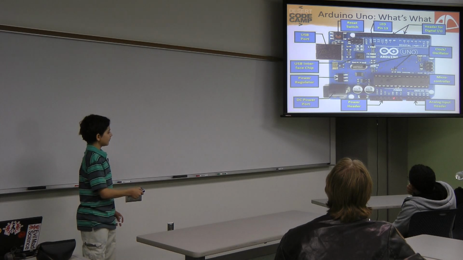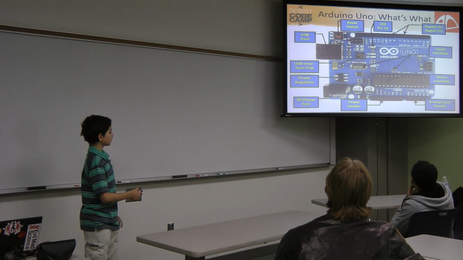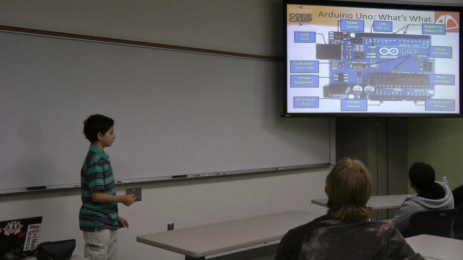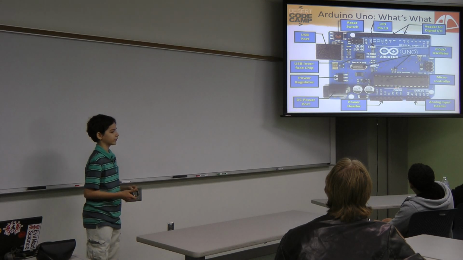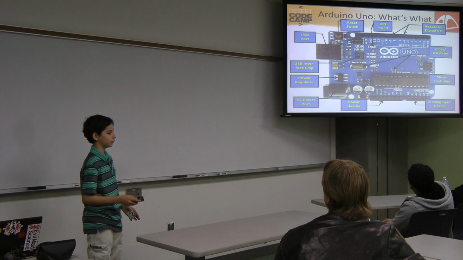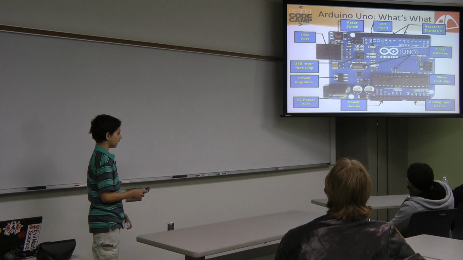And then down here is your power header. You have VIN, or the raw power that's provided from the power jack or the USB port. It's not regulated, so keep that in mind if you use it. You have ground, and you have 5 volts, which are probably the most common things you'll use. You have 3.3 volts, which is more for if you're interfacing sensors that need 3.3 volts, like maybe a gyroscope or something like that. And then up here you have your reset line.